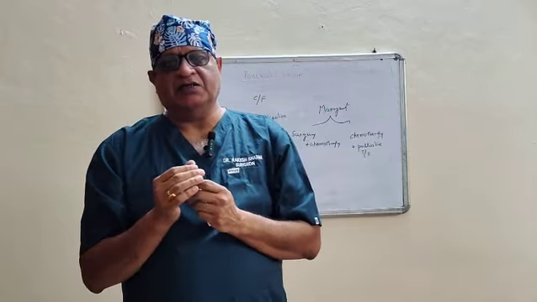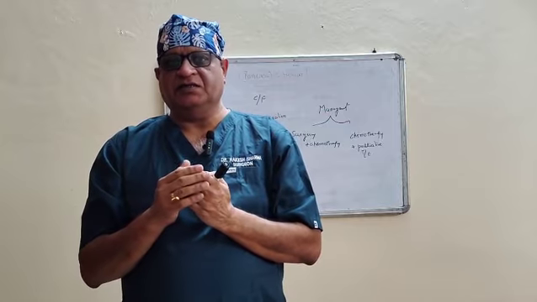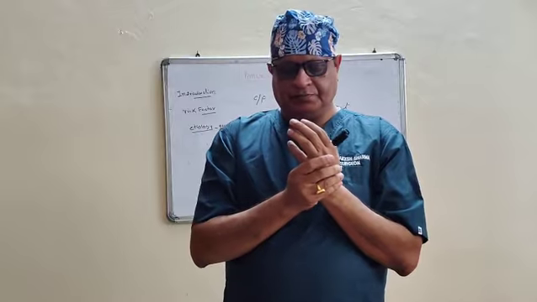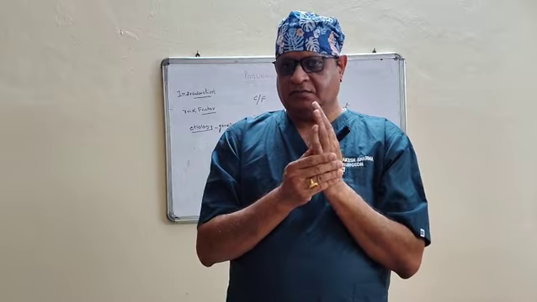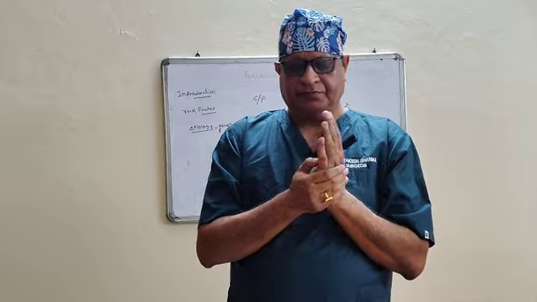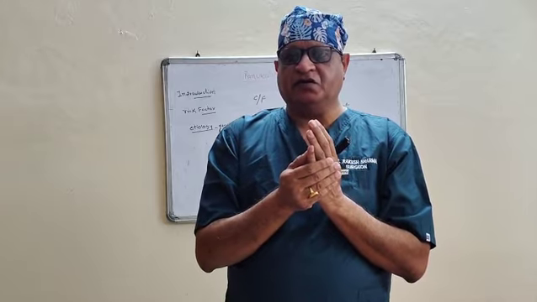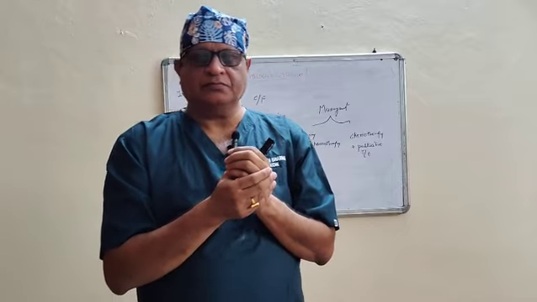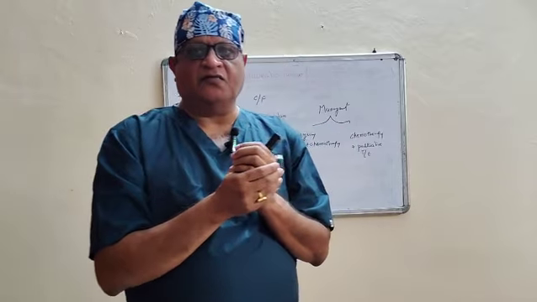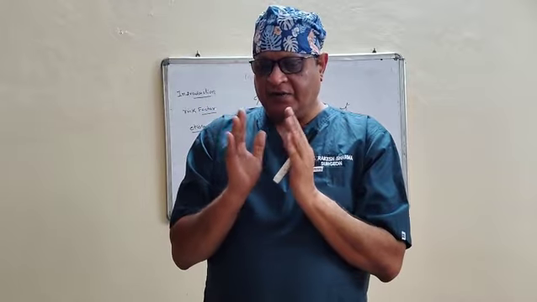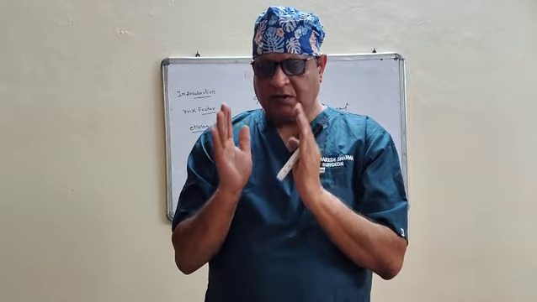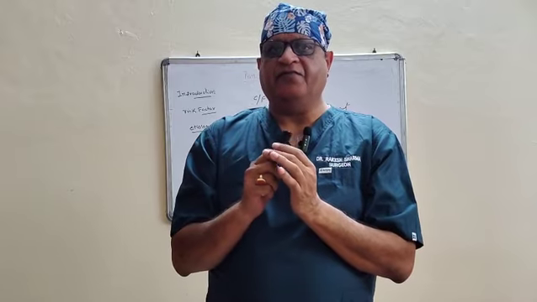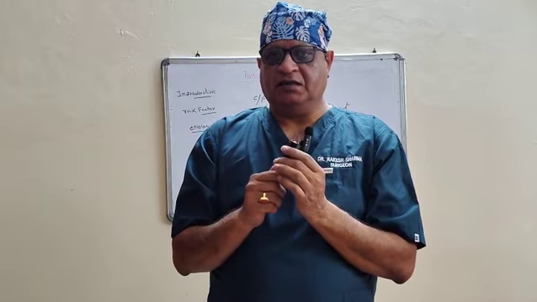What are the complications of Whipple's operation? First is gastric outlet obstruction. Second one is GI hemorrhage. Third one is pancreatic fistula and infection. In case of unresectable tumor, we have to give chemotherapy with 5-fluorouracil and gemcitabine.